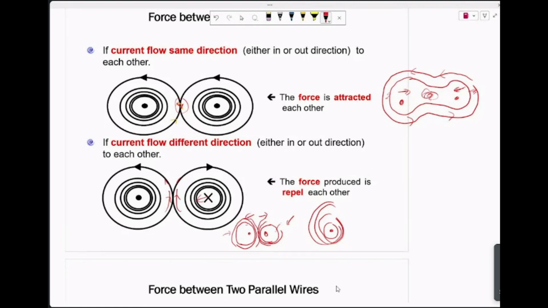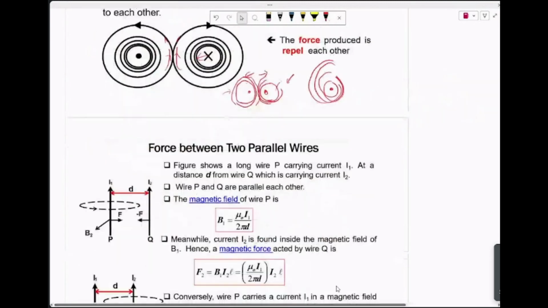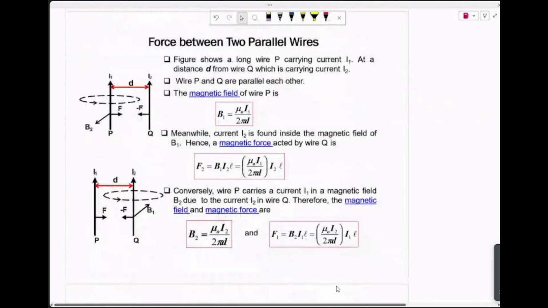Okay, so that's how you can make use of this to provide you a common sense out of this phenomenon. You can also observe that it is technically the opposite of what usually happens. Positive attracts negative, but in this case, the same direction will attract each other. Opposite direction will repel each other. Okay, so that's one way to identify lah.